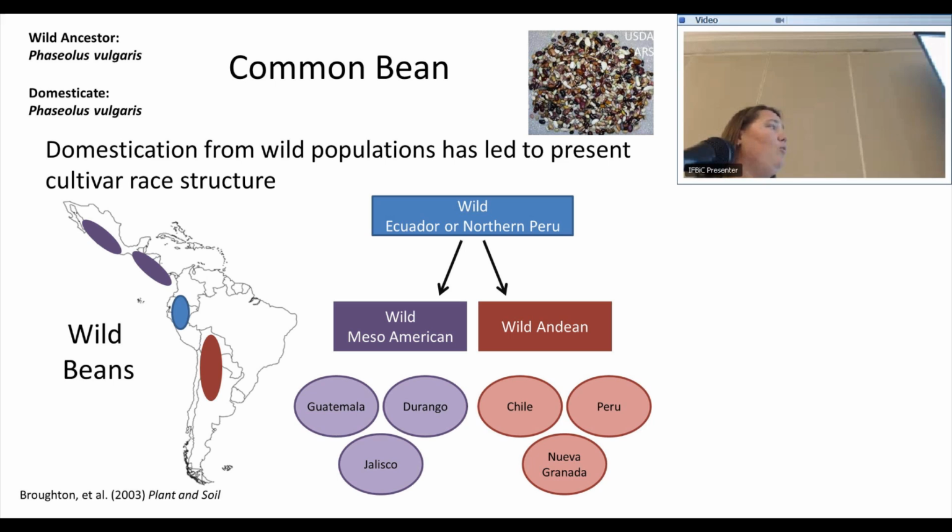The wild Mesoamerican beans resulted in a number of cultivars that are small-seeded, relatively small-seeded varieties today, whereas the wild Andean ones gave rise to a number of larger-sized seeds, and those can be shown here. Another beautiful example of the wonderful diversity that's out there.